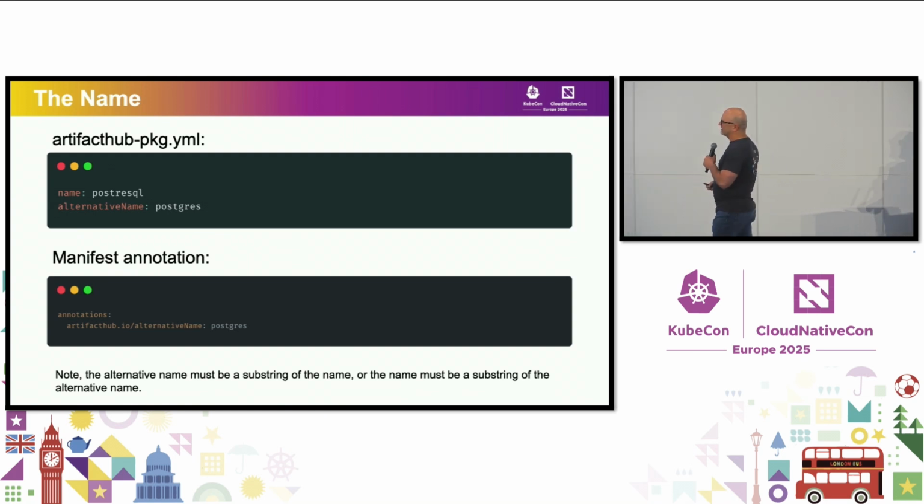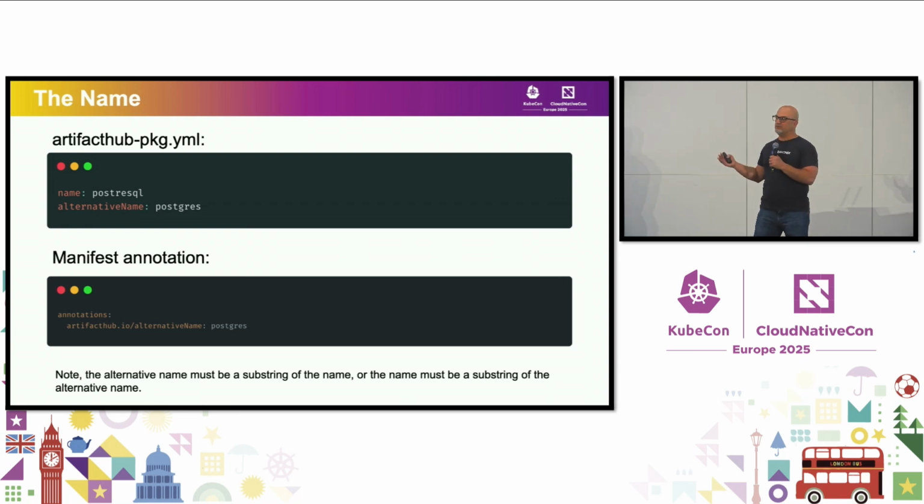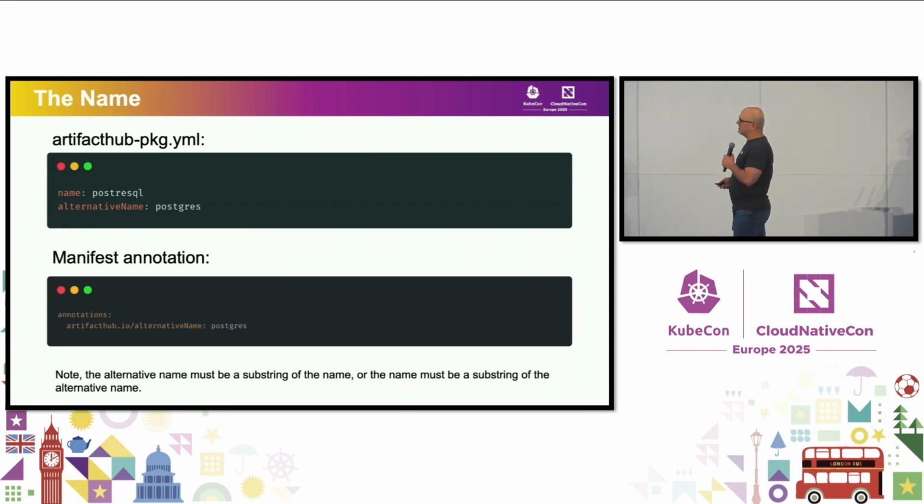Let's talk about the name, right? If you get something like Helm, you can set the name, right? I can say it's PostgreSQL. But sometimes you have a second name that goes along with it, like Postgres. This is a very easy example, but many other things have it. And you can actually specify what that alternative name is here. And that means when somebody goes to search for it, it shows up that way.